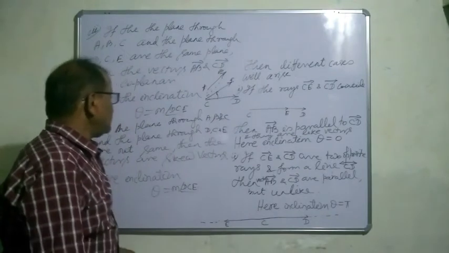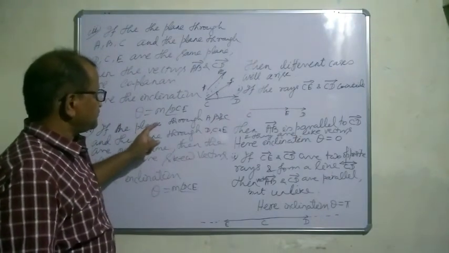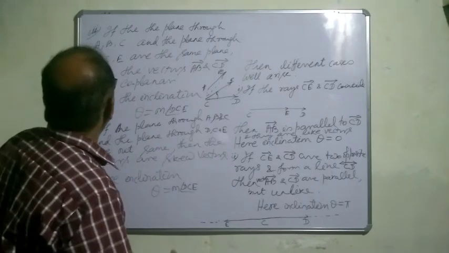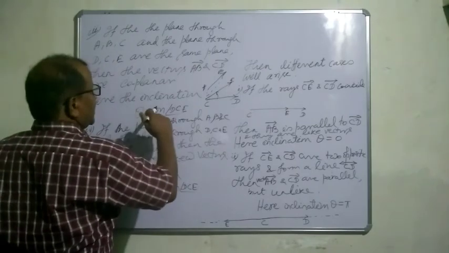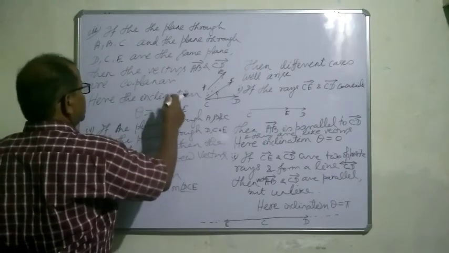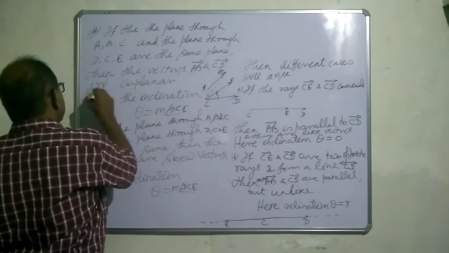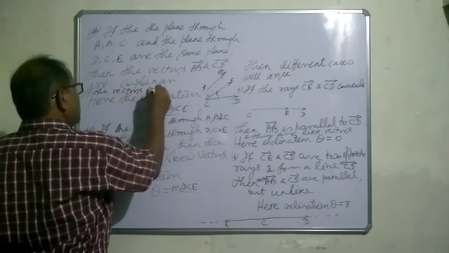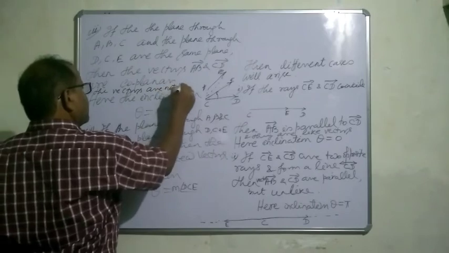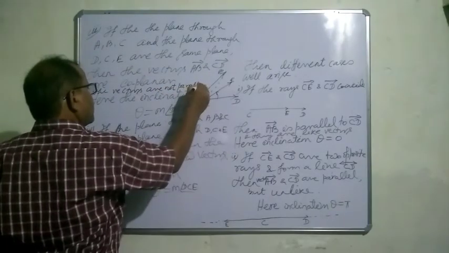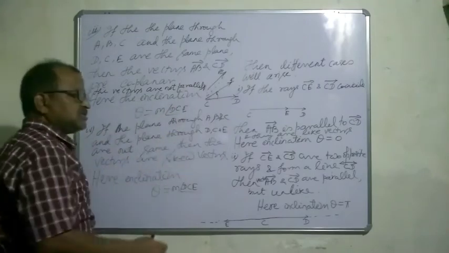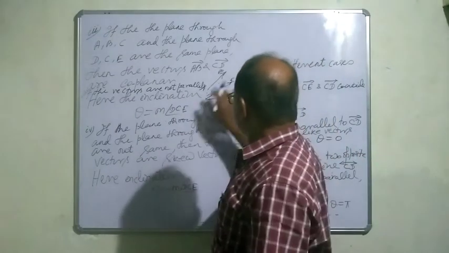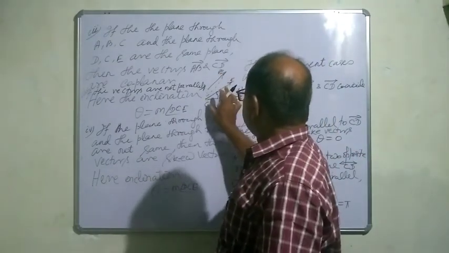Here they are not coplanar and not parallel. Suppose the vectors are not parallel, here inclination is the measure of the angle between these two rays, CE and CD.